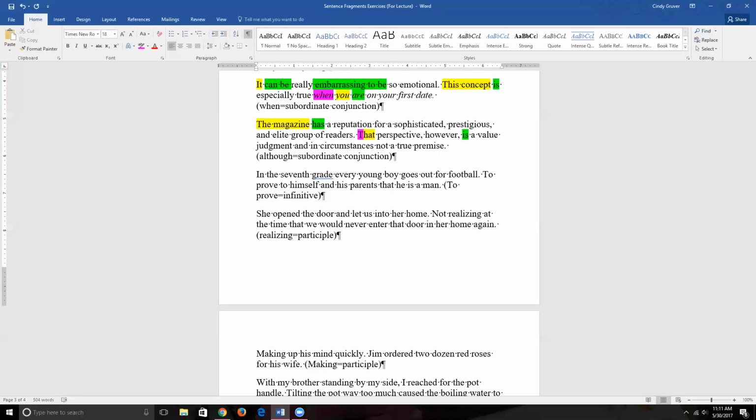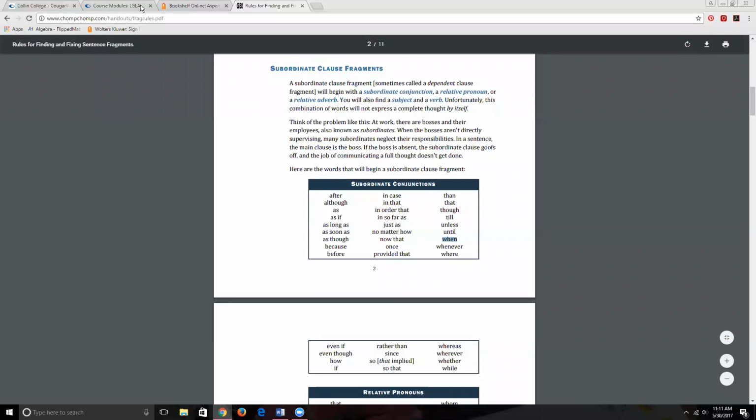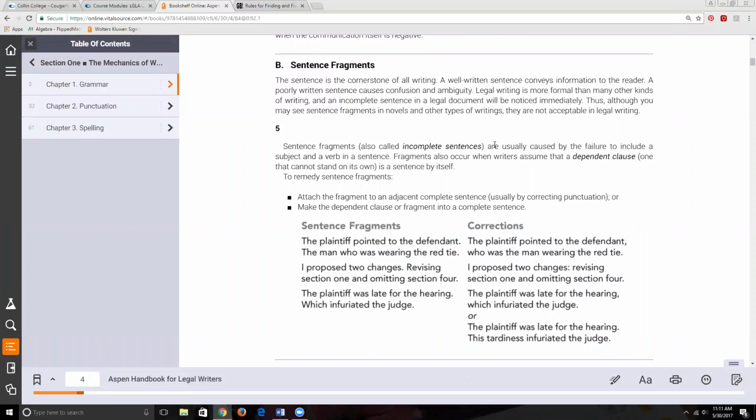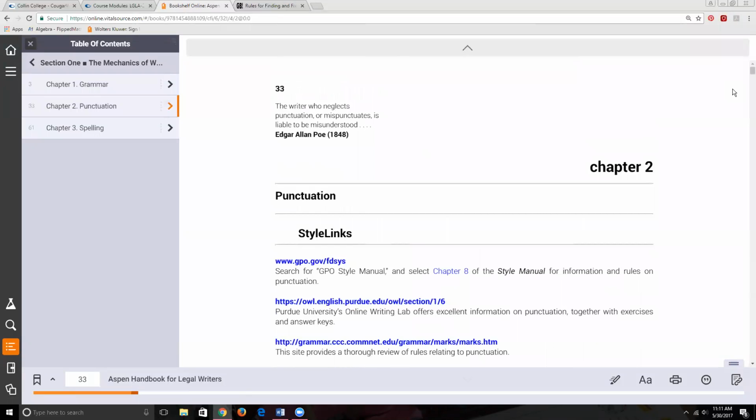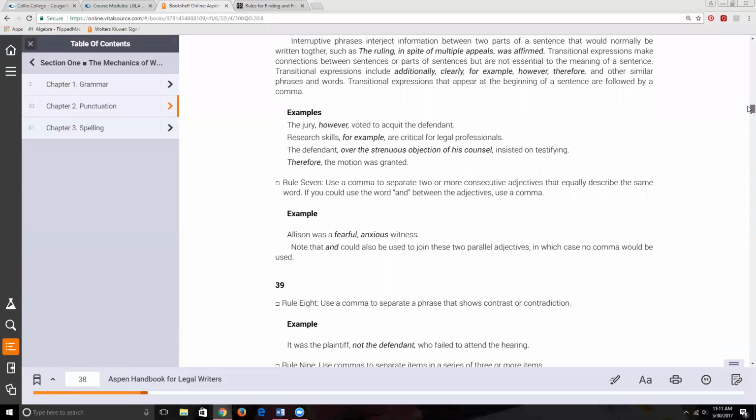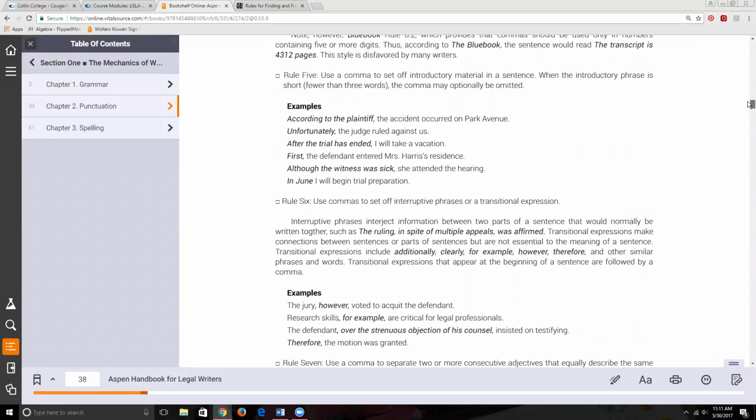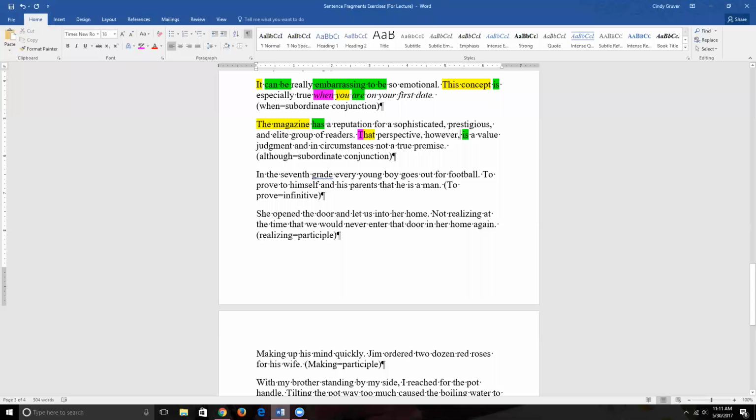Just a little reminder, it's a best practice not to start sentences with "however." "However" is an interruptive, and so we want to have it within the sentence set off with commas. Here's a review of that particular rule. Punctuation, we'll go to the punctuation rules. It's rule number 6. Use commas to set off interruptive phrases or a transitional expression. The jury, comma, however, comma, voted to acquit the defendant. Okay, so let's go on to the next sentence.